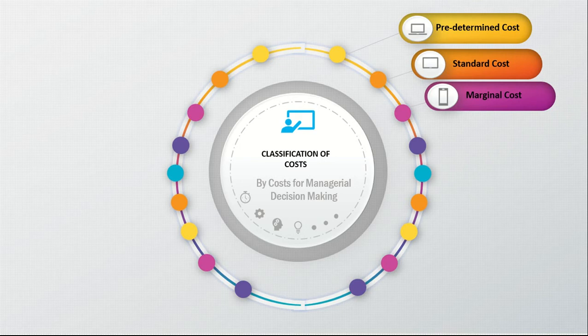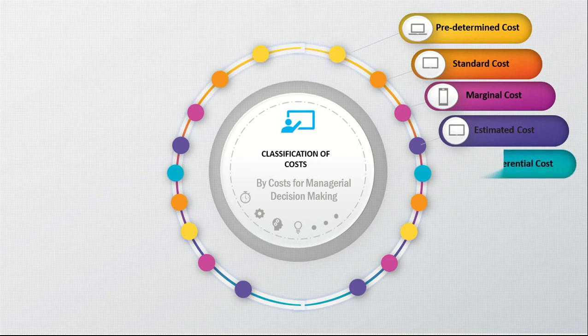D. Estimated cost: Kohler defines it as the expected cost of manufacture, or acquisition, often in terms of a unit of product, computed on the basis of information in advance of actual production or purchase. E. Differential cost: it represents the change in total cost due to change in activity level, technology, process, or method of production, etc. F.